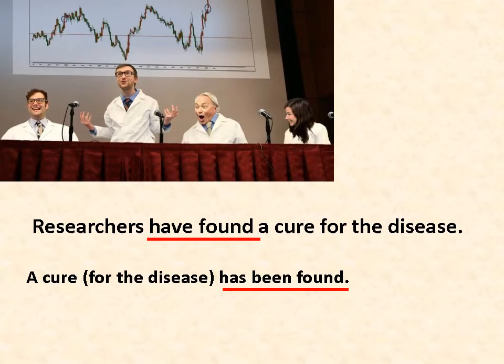So in the active sentence, researchers is plural, and we use the helping verb have. In the passive sentence, the subject is singular, a cure. So we need to use the singular form, has.